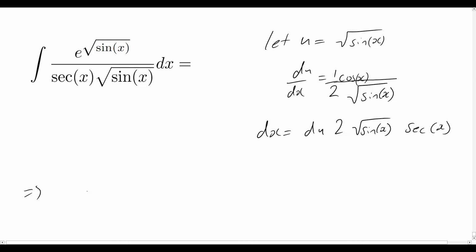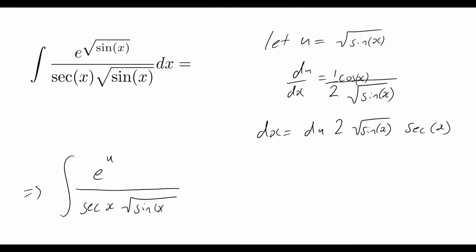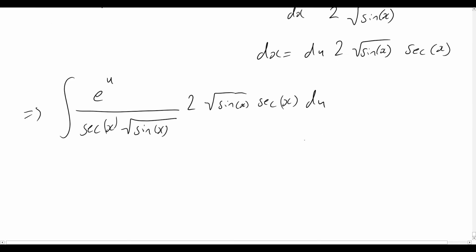Now it's going to look like the integral of e to the u all over sec x root sine x. And now instead of dx, we'll put in 2 root sine x sec x, and then that du on the end there as well, of course. So what's going to simplify here? We will get rid of the square root sine x on our numerator and denominator. The sec x will also disappear, and in fact all we're left with is 2 out the front, e to the u du.